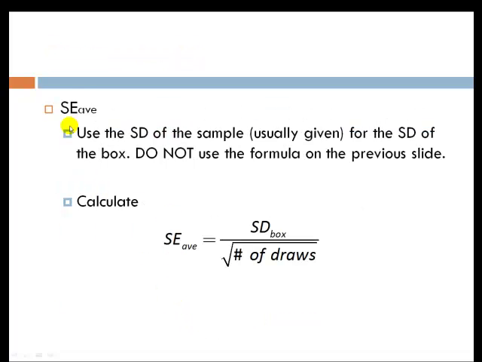We do the same kind of thing with the SE average. We're going to use the SD of the sample and use that in the formula to calculate the SE for the average, and that gives us again a really good estimate for the standard error.